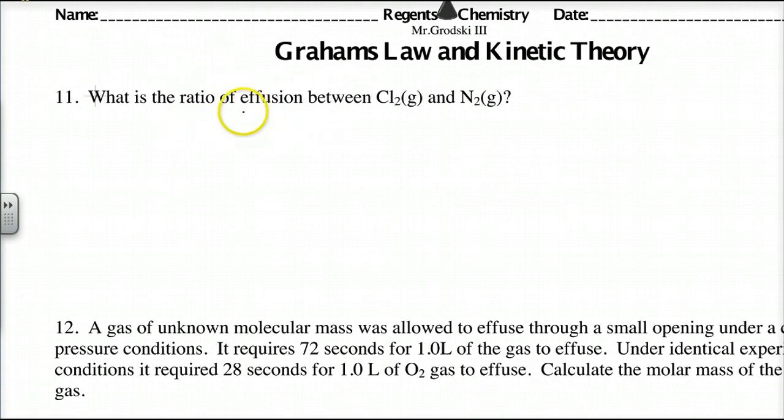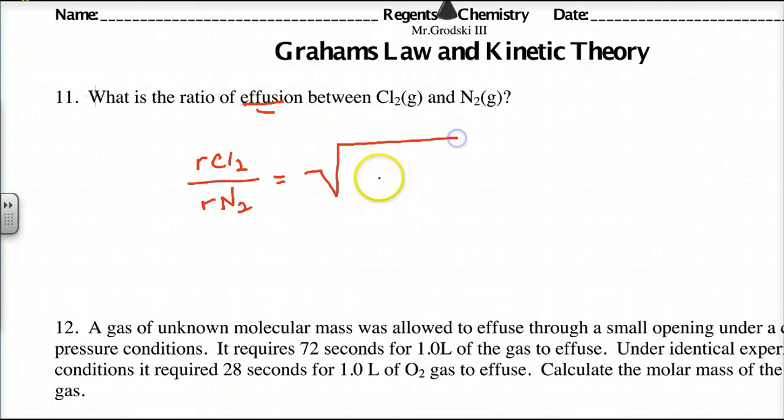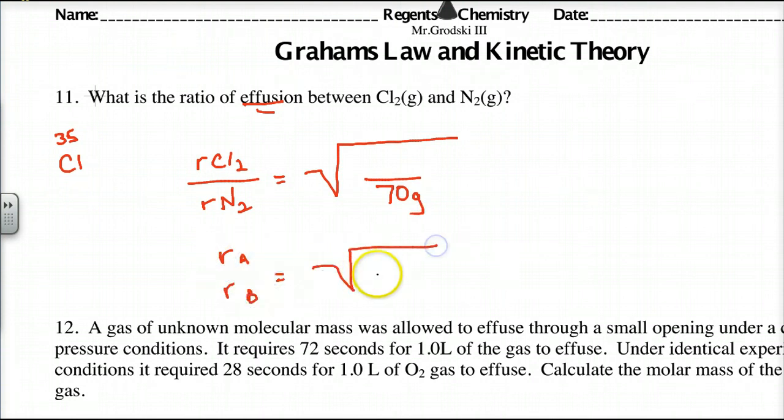What is the rate of effusion? I could say effusion and diffusion between Cl2 and N2. Okay, so I'm going to have the rate of Cl2 over the rate of N2. Now, Graham's law, it's an inverse relationship. I need the molecular mass of Cl2. Well, each Cl is 35 in the periodic table, so this will be 70 grams because the formula is what? The rate of gas A over the rate of gas B is equal to the molecular mass, inversely related, of B over A.